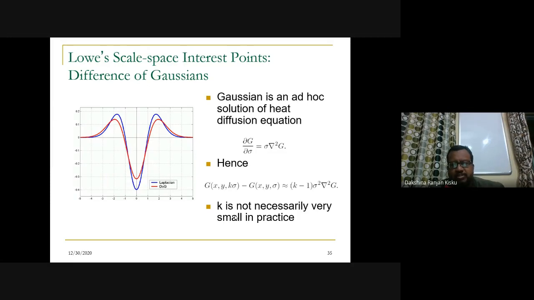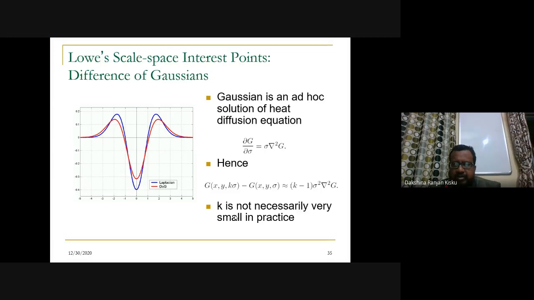That means we take two Gaussians with two different sigma values. In the first Gaussian function, we multiply sigma by k, where k is a constant, and we can change the k value. In the other function we write sigma only. So g of x comma y comma k sigma minus g of x comma y comma sigma. That means the Gaussian g of x, y, sigma is subtracted from the other Gaussian function in which sigma is multiplied with k. And this is going to give us the Laplacian of Gaussian.